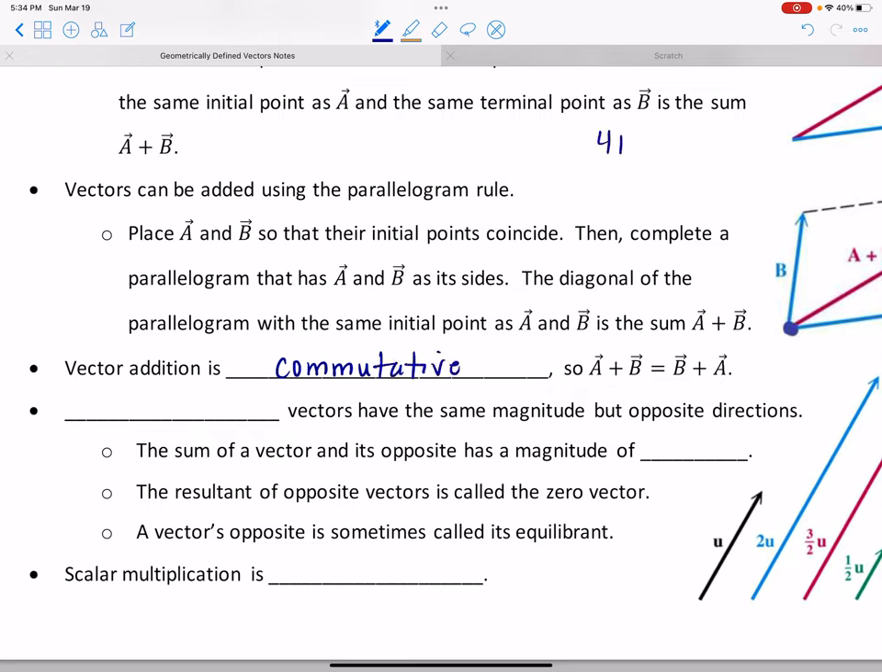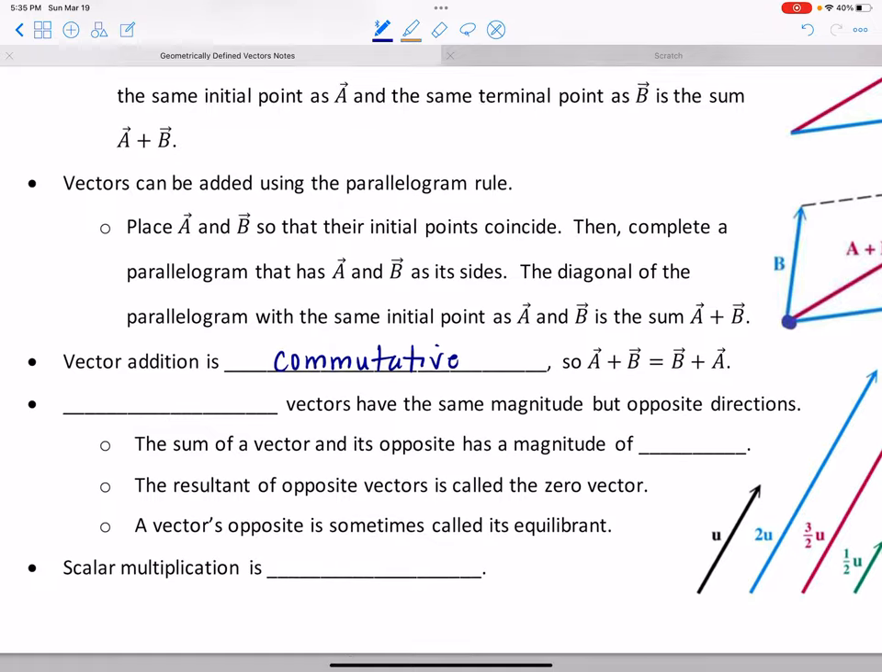So like 4 plus 2 is 6. I can change it to 2 plus 4, but I still get 6. The same is going to be true with vectors. So vector A plus vector B, or vector B plus vector A, same result either case. Okay? So addition is commutative not just for real numbers, but also for vectors.